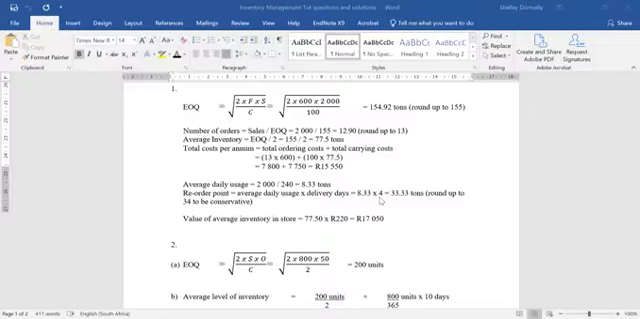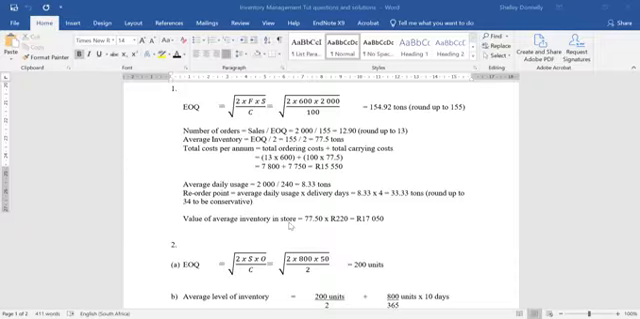So because there's a delivery delay of 4 days, they need to have 4 days' worth of stock on hand when they reorder. And that will amount to 33.33 tons, which will round up to 34 to be conservative. So when they've got 34 tons left in stock, that is their reorder point. That is when they'll pick up the phone and order, such that in 4 days' time, their EOQ will arrive and they'll have restocked.